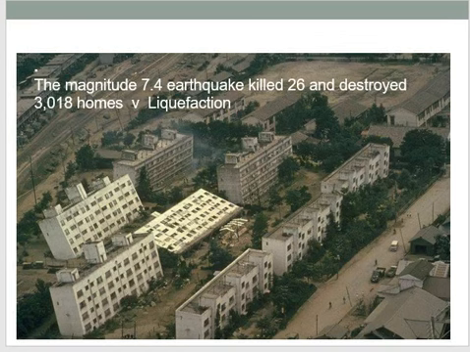Here are apartment buildings, a magnitude 7.4. So these were built on sand. The liquefaction that happened as a result of the earthquake just caused the land to become unstable so that these buildings just slowly toppled over.